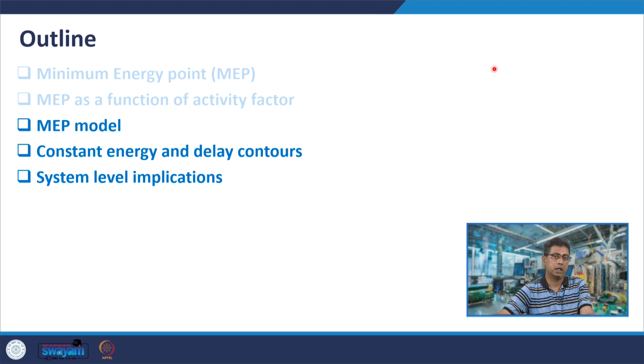of the circuit. And then we will discuss how, for a given speed that you require, you can obtain the minimum energy. And we will discuss the implication of system level decisions on the minimum energy point.